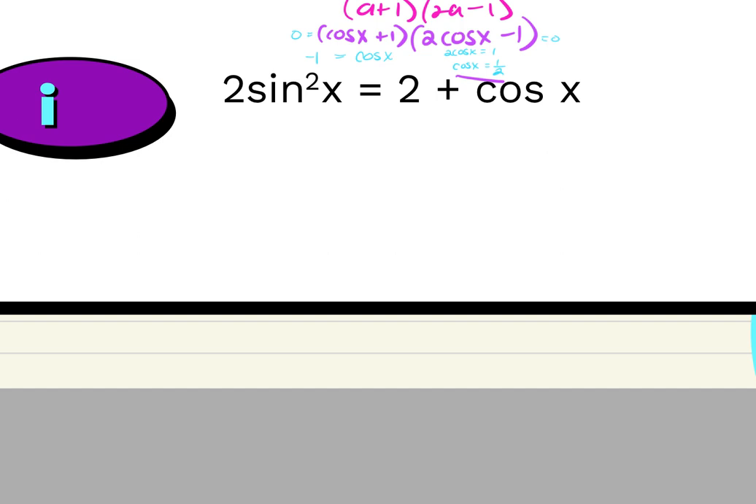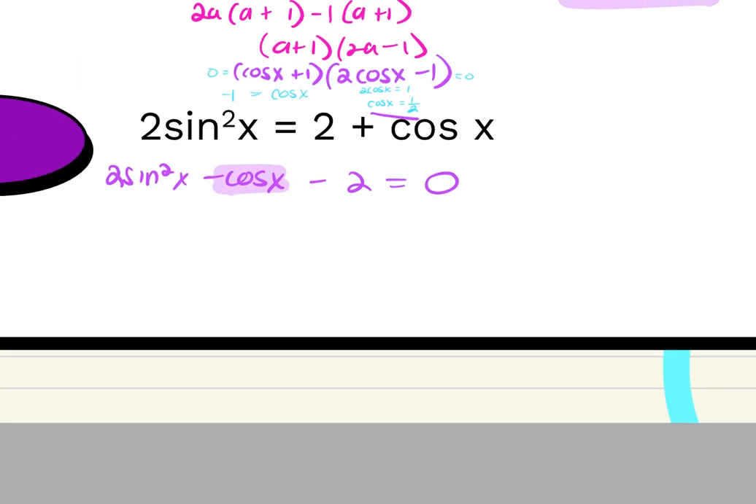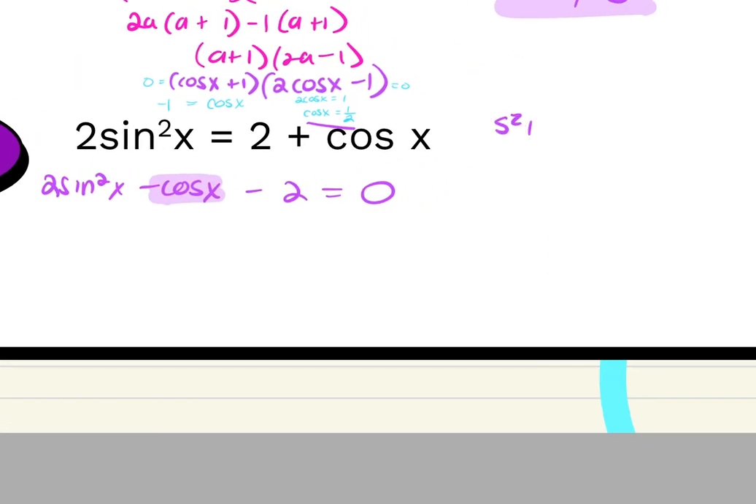Because if I move cosine to the left side, I'd end up with 2 sine squared x minus cosine x minus 2. And I cannot factor that. That's like having a y squared and an x, right? You cannot factor that. So think about what we did at the beginning of today. We replaced one with the other, right? I cannot use Pythagorean identities on anything raised to the first power. So I cannot replace the cosine because that's to the first power. But sine squared plus cosine squared equals 1, which means sine squared by itself would equal what?